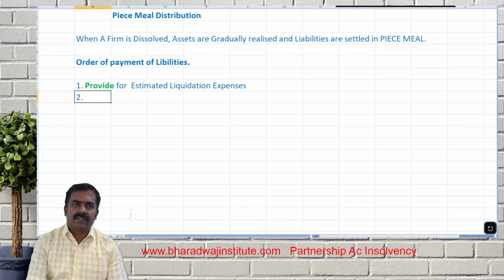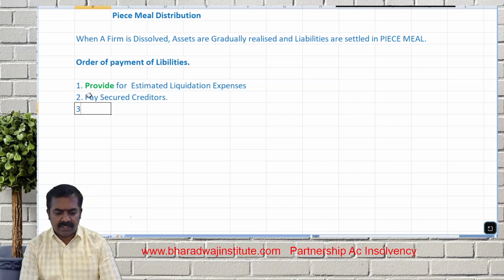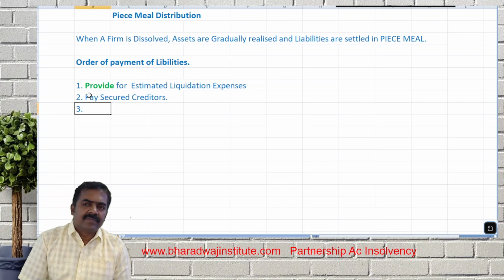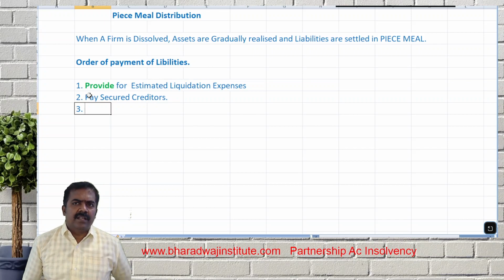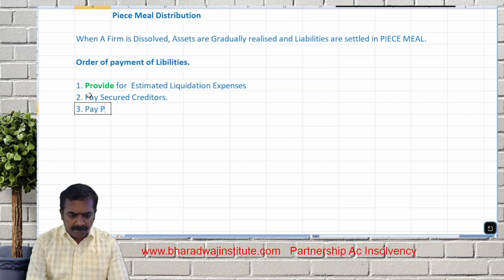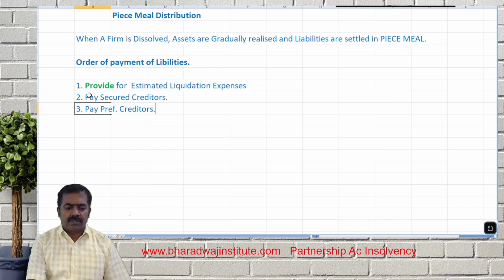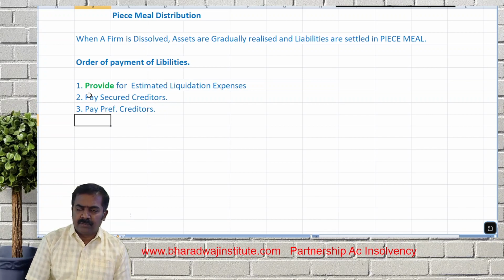Number 2. What is the next one? Pay secured creditors. Secured loans, secured bank OD, all those things. Any liability having a charge on the asset you settle next. What is the next one? Pay preferential creditors. First priority among creditors should be given to whom? Preferential creditors.